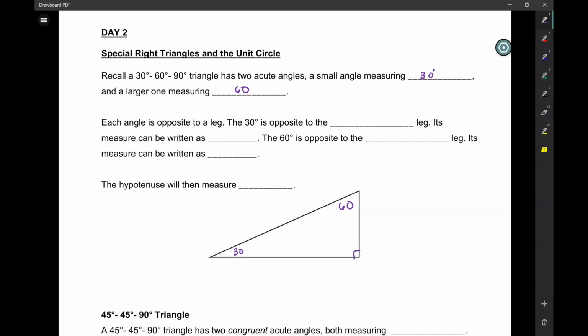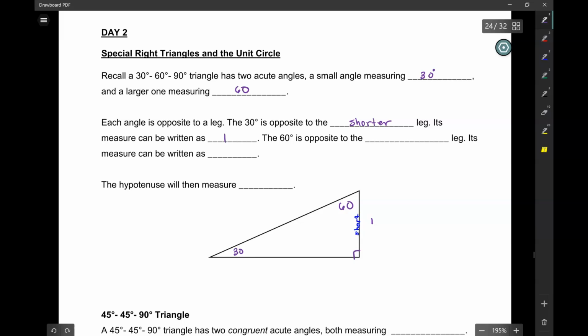Okay, now each of these angles is opposite a leg. Okay? The 30-degree angle is opposite to the shorter leg. So this is the shorter leg. Okay, and we can write its measure as just one, right? 1 unit. Okay.